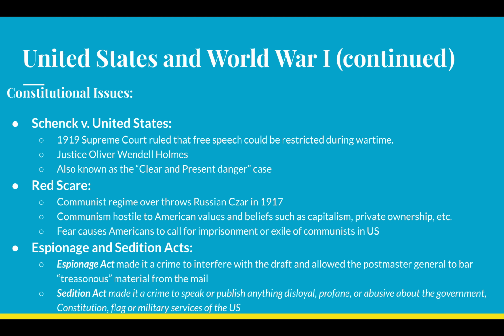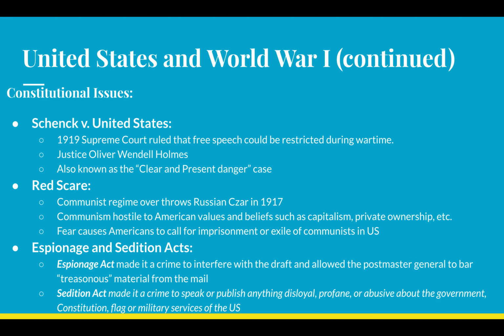Communism is hostile to American values. It's kind of opposite of the American values, such as capitalism and private ownership, things along those lines. So Americans fear that we need to sort of look internally if we have any of these communists within our nation, and we take drastic measures. The Espionage Act and the Sedition Acts are two of those measures that were taken. You can reflect back and you can think that maybe they were too drastic.